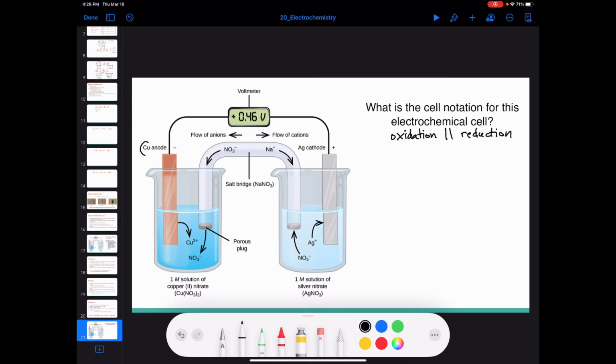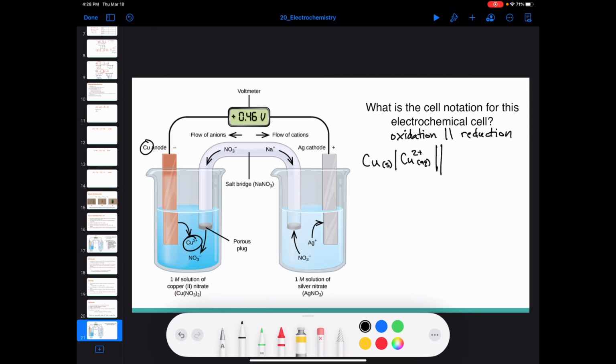But let's see what's happening. We've got copper that's turning into copper 2+, right? So in that case, yeah, this is definitely oxidation. So I'm going to write copper, and it's a solid, and then it's turning into an aqueous solution, so I need to put in a single line there. Then it's going into copper 2+ ions in the aqueous phase because it's dissolved in water. And then I've got my salt bridge here in the middle.